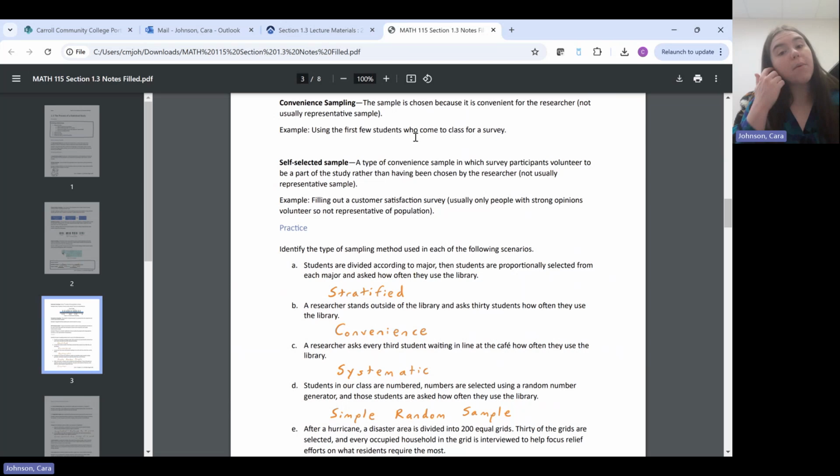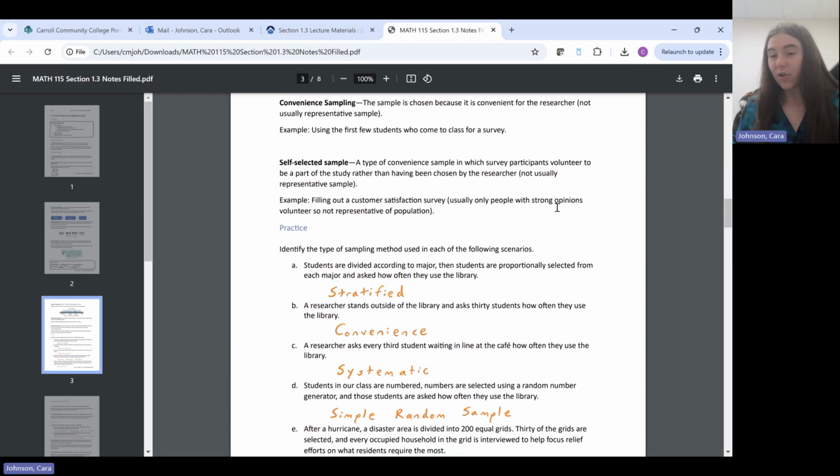And then another type of convenience sample is a self-selected sample. So survey participants volunteer to be part of the study rather than having been chosen by the researcher. Once again, not really representative because you're going to get more of certain types of people, especially those with strong opinions. They're going to be the ones more likely to volunteer.